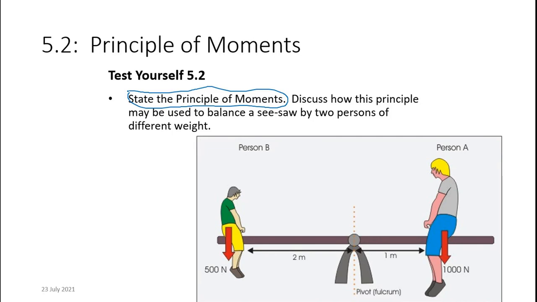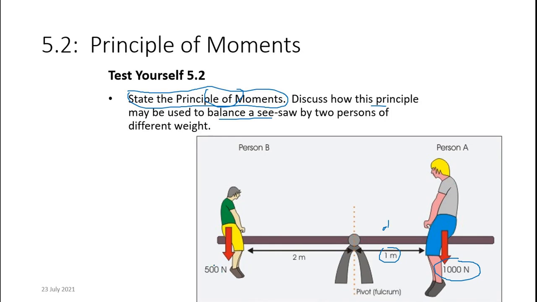Okay, let's repeat again. The principle of moment states that the total moment of the clockwise is equal with the total of moment anti-clockwise. This is the principle of moments. And then how is this principle of moment used to balance a seesaw? We can conclude the heavier persons have to sit near to the pivot. Only 1 meter, right? The distance.